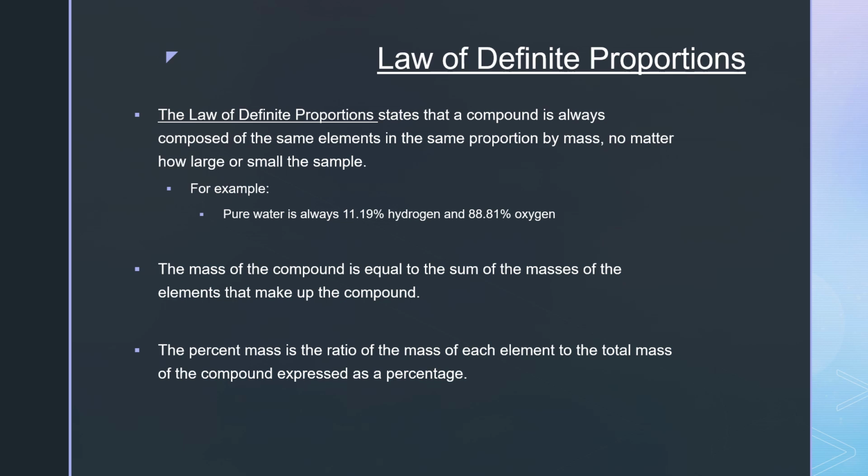The mass of the compound is equal to the sum of the masses of the elements that make up the compound, and the percent mass is the ratio of the mass of each element to the total mass of the compound expressed as a percentage. So here's the equation: percent mass equals mass of element over the mass of the compound, then multiply it by 100. Again, the law of definite proportions states that it does not matter how much of something you have. As long as it's composed of the same thing, it's going to equal out to the same percents.